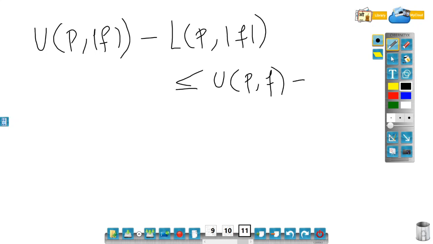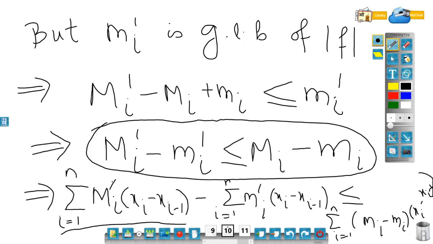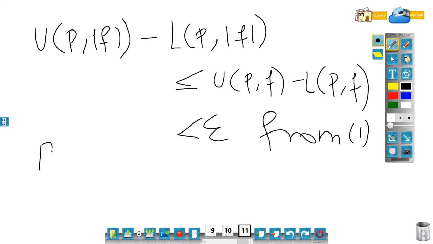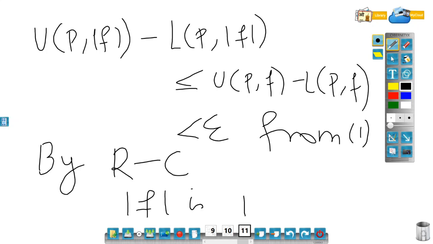upf minus lpf, because you can see that the right hand side is the Riemann criterion for f, and the left hand side is the expression for mod f, but this is already less than epsilon from 1. So by Riemann criteria, we can say that mod f is R integrable.